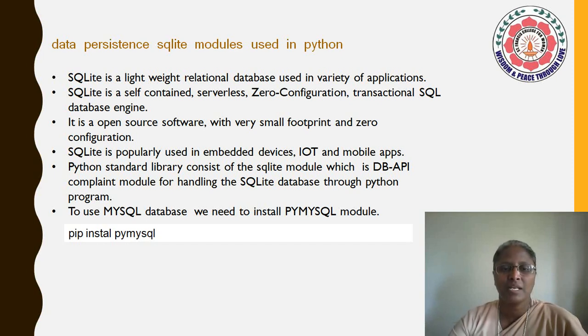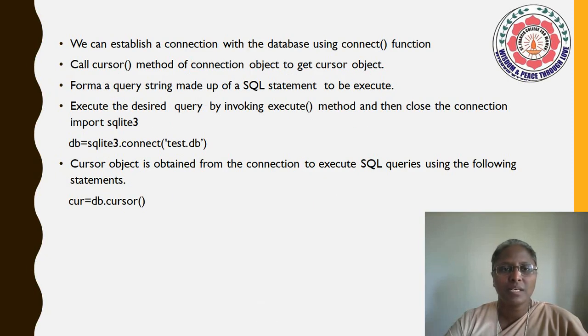The Python standard library includes the SQLite module, which is a DB-API compliant module for handling SQLite databases through Python programs. To use a MySQL database, we need to install the PyMySQL module, that is, pip install PyMySQL. We can establish a connection with the database using the connect function, and call the cursor method on the connection object to get a cursor object.